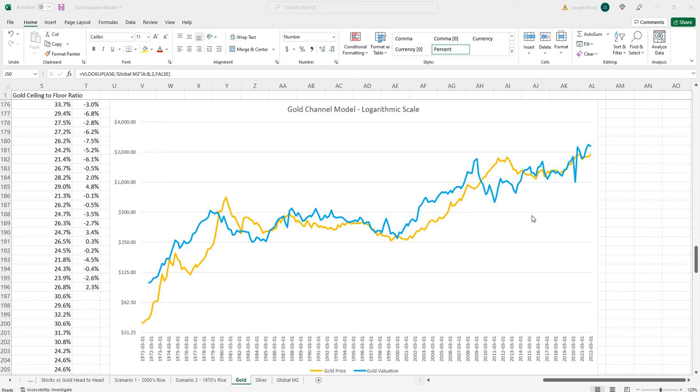Why? Because of a missing component of this analysis. And that is that interest rates also affect precious metals prices. The higher interest rates go, the more depressing that gets onto the precious metals. The lower interest rates go, the higher precious metals price goes.